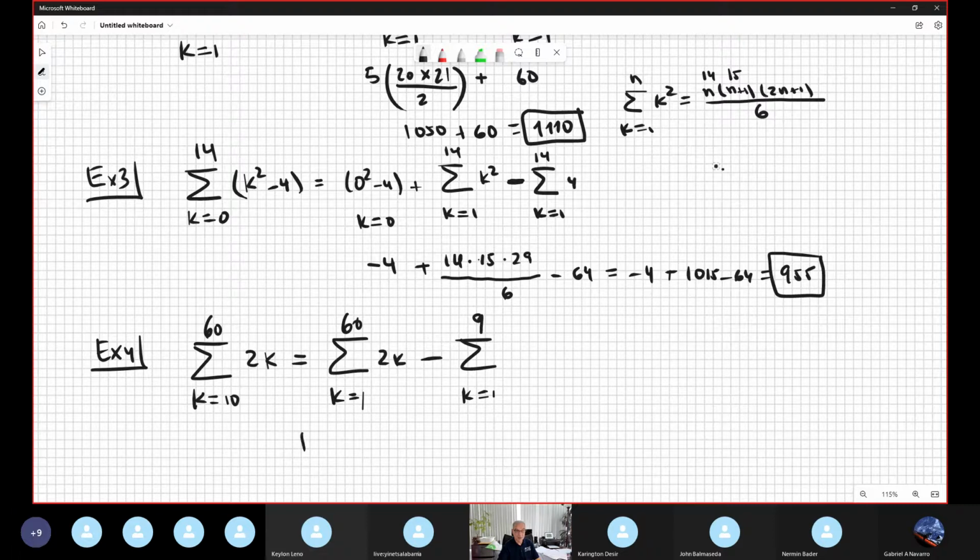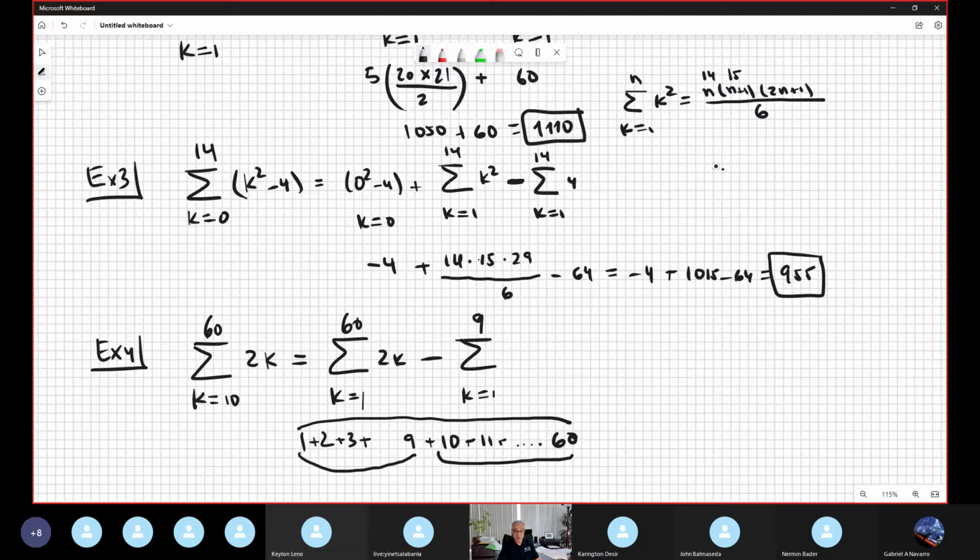So this is 1, 2, 3, it's the index. Now, to 9. And the next is 10, 11, and so on, to 60. I want that summation. So I need to find the summation from 1 to 60 and subtract the summation from 1 to 9. Makes sense, right? It's easy to understand. Sometimes the students don't understand this. Clear?